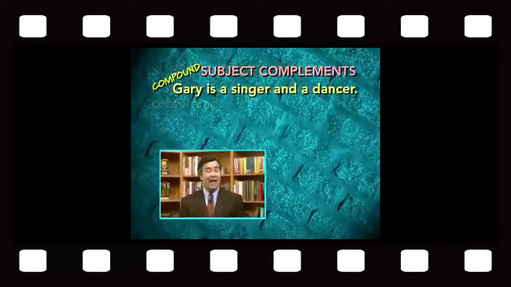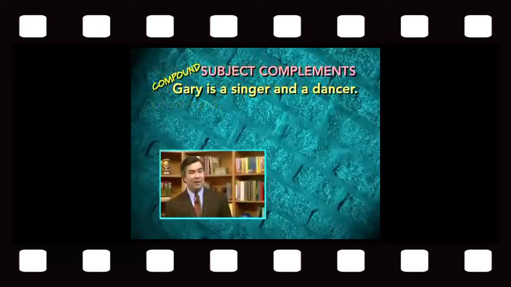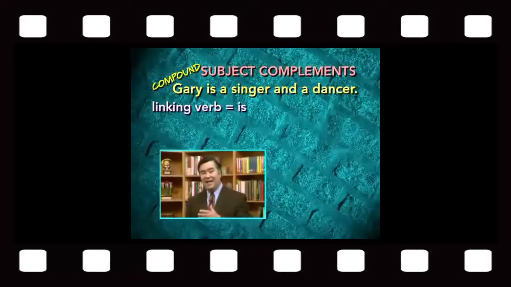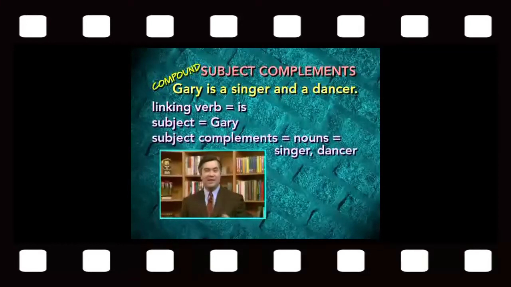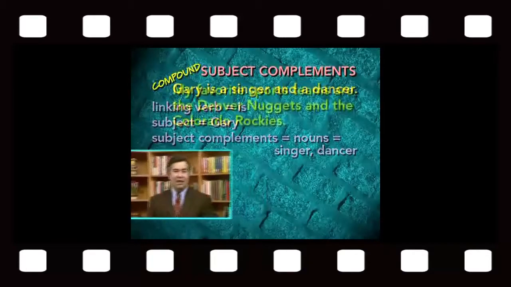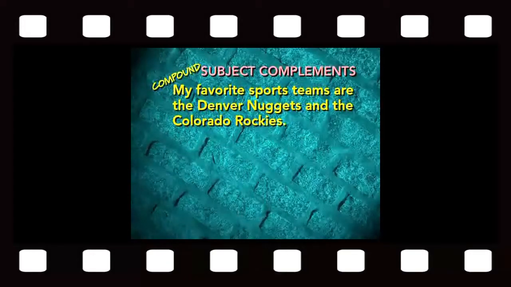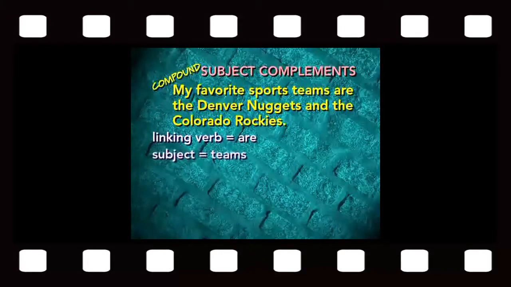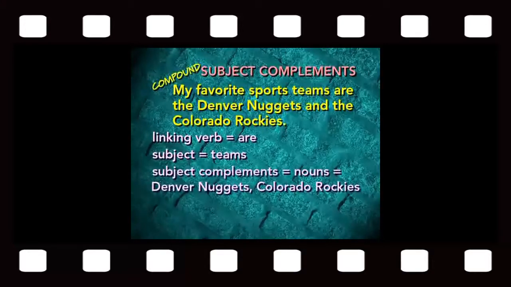For example, Gary is a singer and a dancer. Here we have the linking verb is, linking the subject Gary to two words which are nouns, which are the subject complements, singer, dancer. One more example. My favorite sports teams are the Denver Nuggets and the Colorado Rockies. Here the linking verb is are, teams is the subject, more specifically my favorite sports teams, and there are two nouns that serve as subject complements, Denver Nuggets and Colorado Rockies. Another example of how the subject complement can be compound.